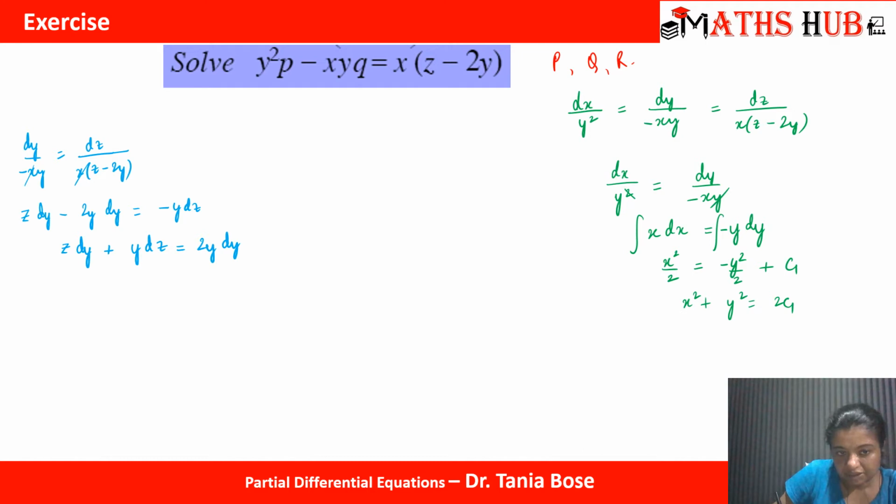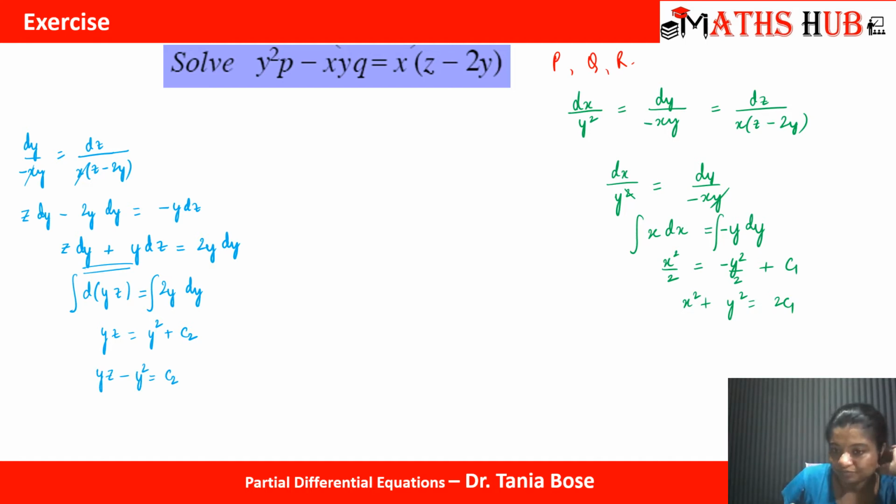Now this is integrable. Can we make this integrable? Now what is z dy plus y dz? Isn't it a total derivative of the product y into z? If you open this up, y and z are both independent variables. So y constant, derivative of z is dz; z constant, derivative of y is dy. This is equal to 2y dy. And when you integrate it, what will you get? yz is equal to 2y square by 2. So 2 will get cancelled. y square plus c2. So we get yz minus y square is equal to c, right?